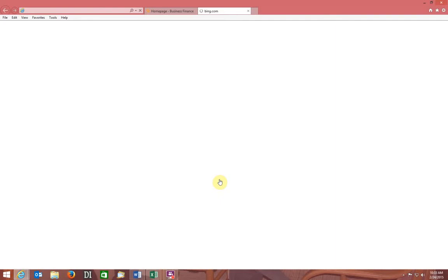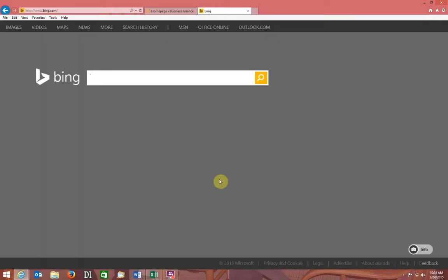Okay. I use Bing. You guys probably use Google or Yahoo or God only knows what anymore. Okay, so I just bring up my search, and here's one way to find a ticker symbol. So let's say I want to find the ticker symbol for, oh golly, what would be a good company?